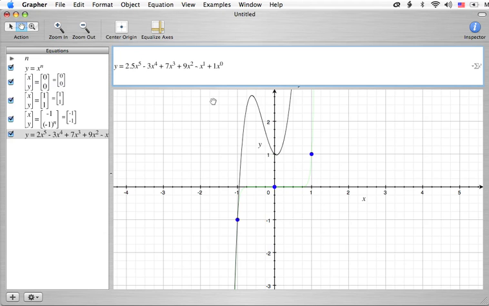It can be 2.5, which is not a whole number. This is still a polynomial. It could be the square root of 2. Actually, let me just do pi because that's a little easier to get at. I can put in a pi. And by the way, notice that this point's no longer going through. But this is still a polynomial.